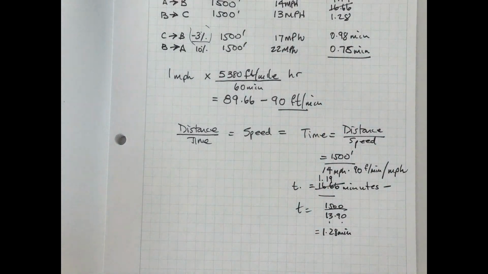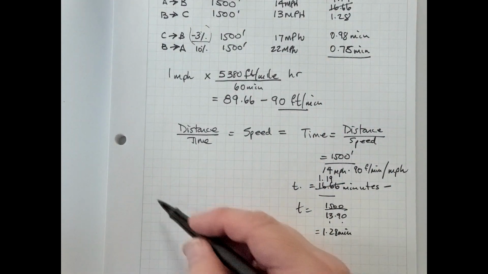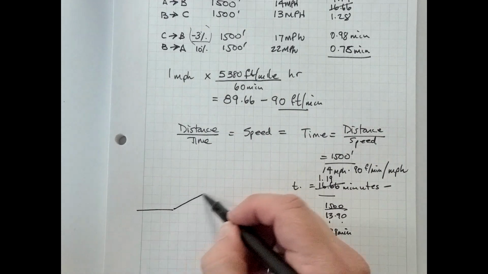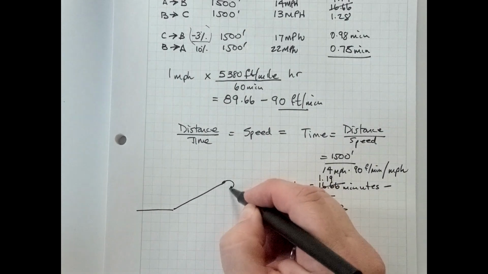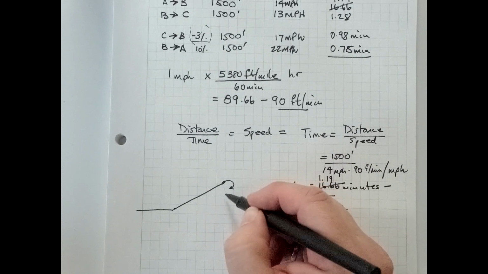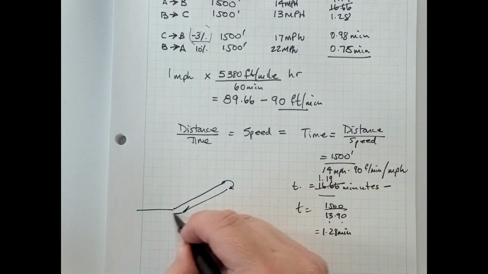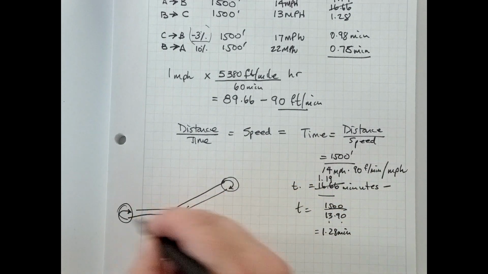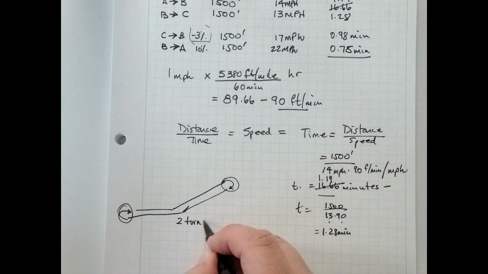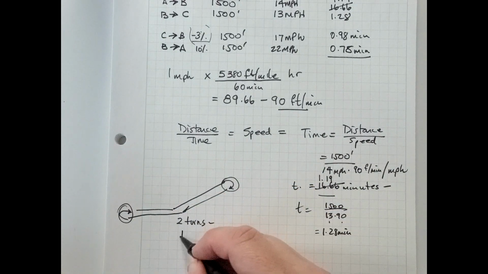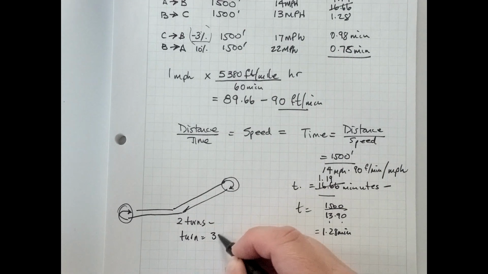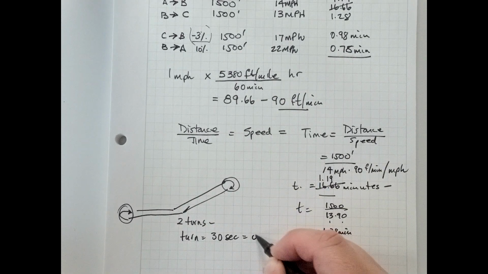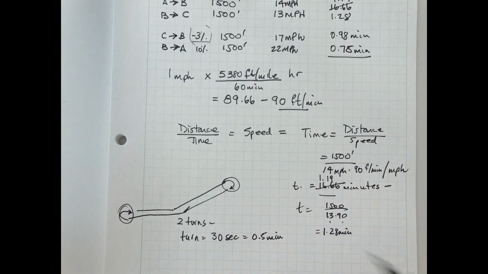Now, let's think about what's going to happen. We're going to go up the slope from A to B. We're going to go up B to C. We're going to turn around, dump some soil up there, turn around and go back. And then we're going to turn around and get ready to get loaded. So we have two turns. And we know from experience that a turn is 30 seconds, which is equal to 0.5 minutes.